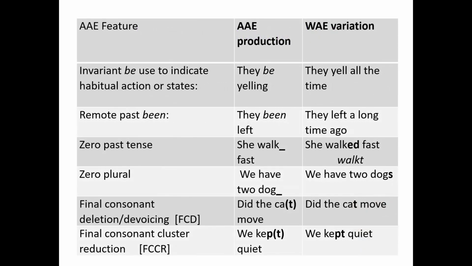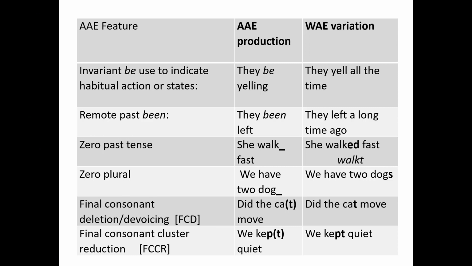So on the left, you see the African American English feature or rule. In the middle, you have an African American English production, which I'll provide for you, and then a white American English variation. So the first example is invariant be use, which is a habitual state of action, something that happens all the time. The African American English production might be, they be yelling. White American English variation, they yell all the time. Remote past been, something that happened a long time ago as opposed to the recent past. They been left. They left a long time ago, the White American English variant.